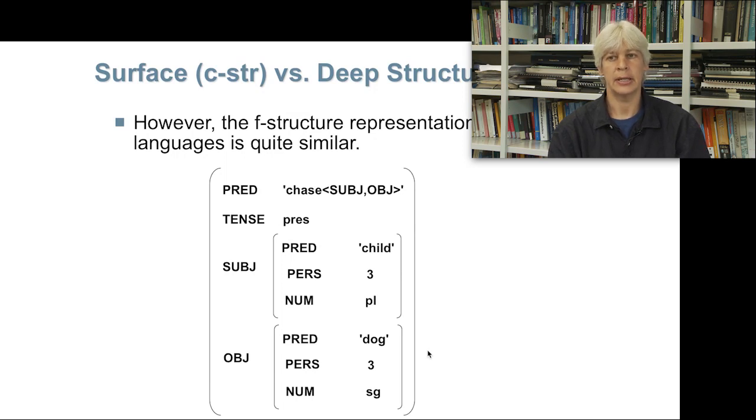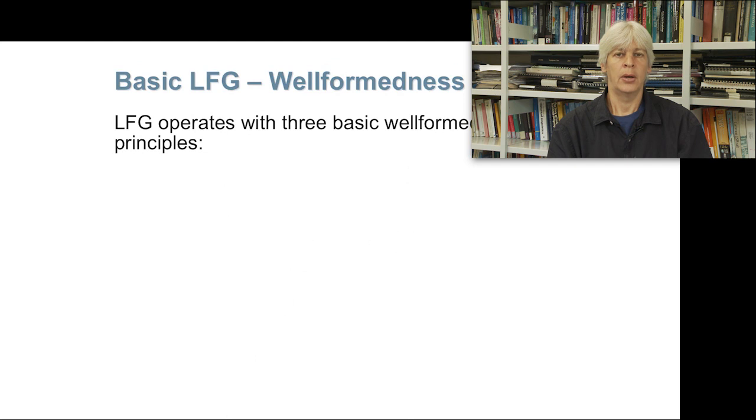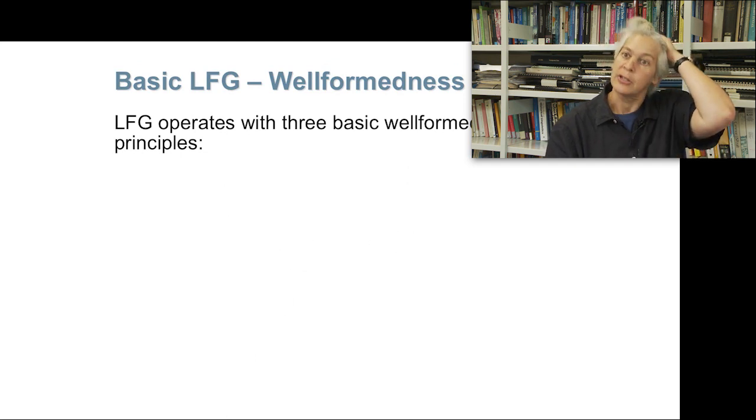This is a slightly simplified F structure. Again, I've left out the adjunct, but basically for both of these languages, English and Warlpiri, what you should have as F structure is a main predicate, chase, subject-object, a present tense, a subject that's a child, plural, and an object that's dog, singular. So this is the F structure analysis that you would get for both languages, even though they're very, very different in terms of their surface representation. That's one of the basic operating principles of LFG.